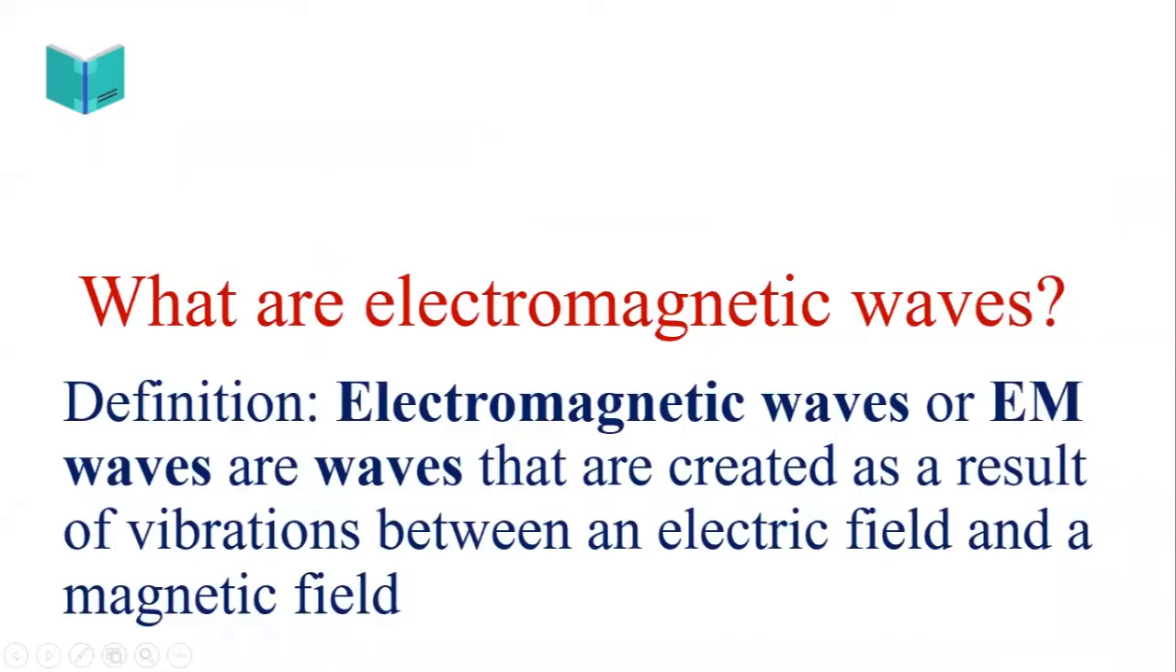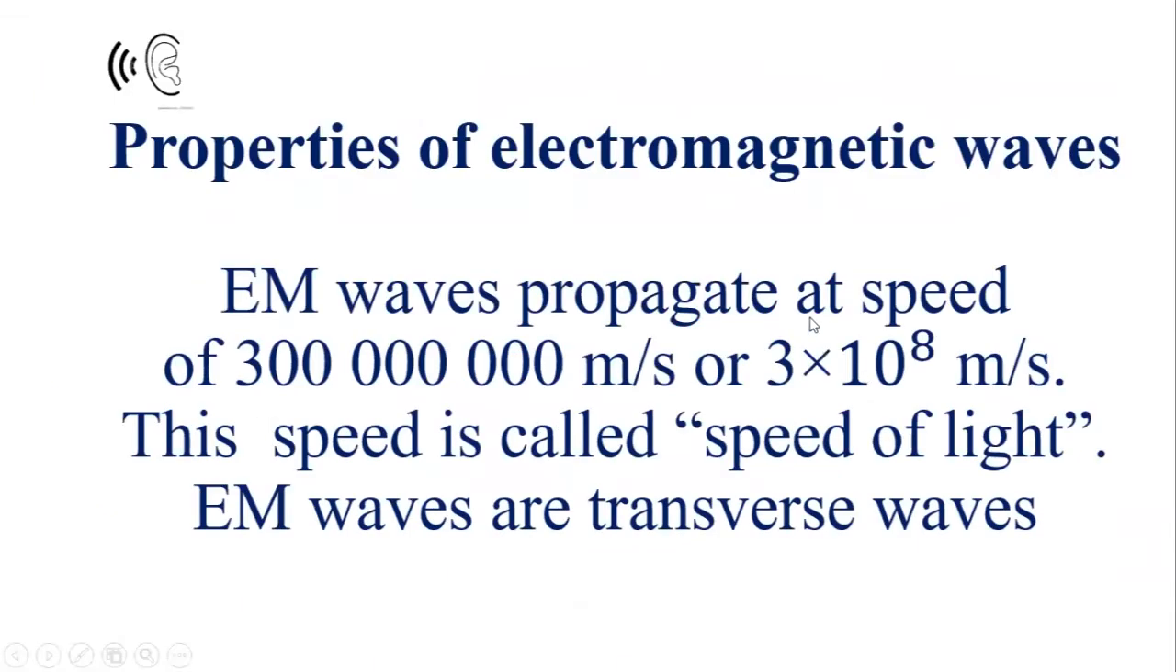What are electromagnetic waves? Definition. Electromagnetic waves or EM waves are waves that are created as a result of vibrations between an electric field and a magnetic field. Properties of electromagnetic waves. EM waves propagate at a speed of 300 million meters per second, or 3 multiply 10 power 8 meters per second. This speed is called the speed of light. EM waves are transverse waves.